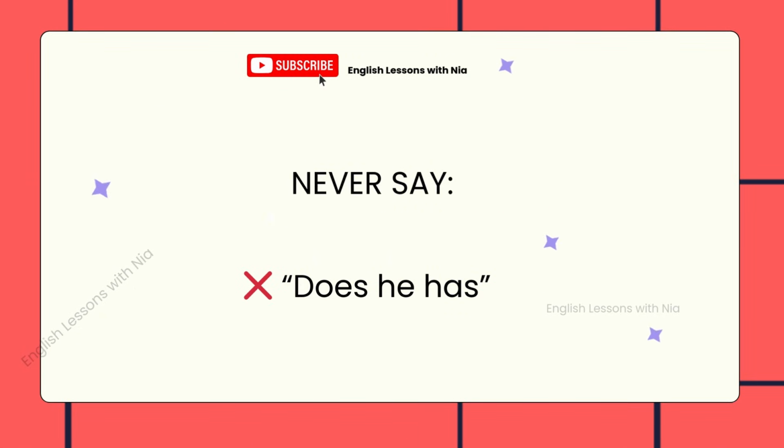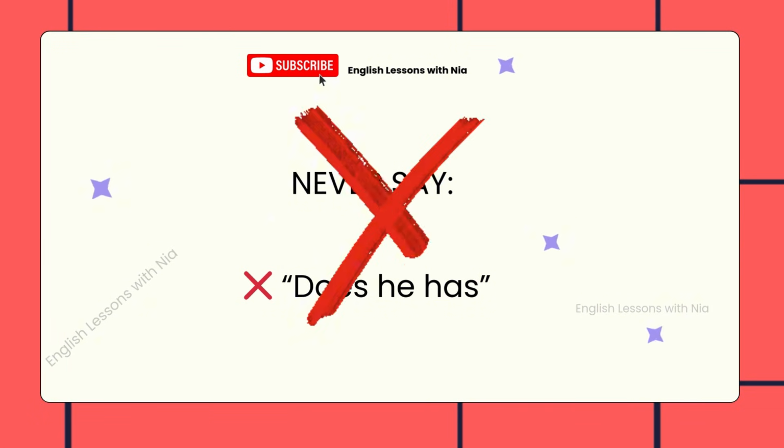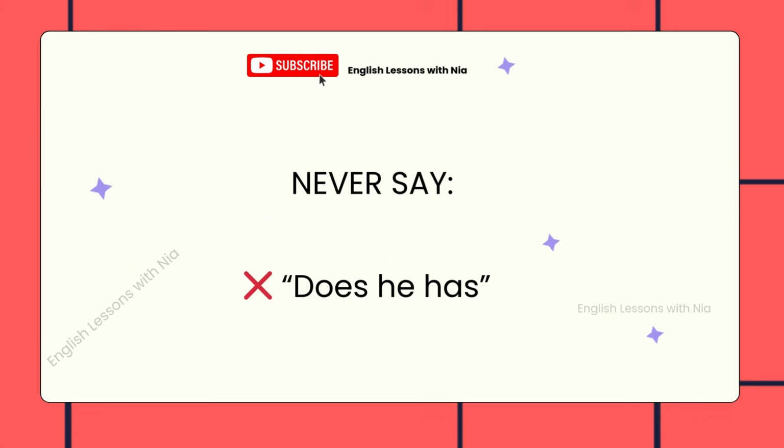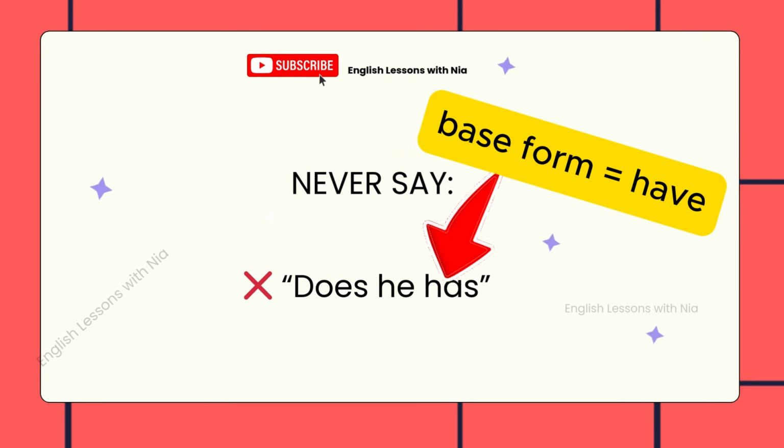Don't use does and has together in a sentence. So never say does he has or does she has, because once you use does as the helping verb, the main verb stays in its base form. The base form of has is have.